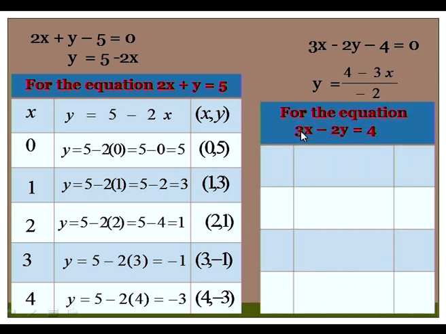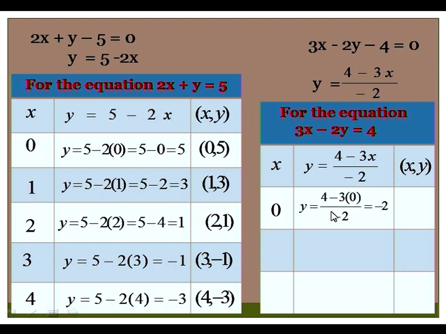So, what are the values for x, y here? If we take x, then its y value would be 4 minus 3x by minus 2 and our ordered pair would be x comma y. So, if I take x as 0, my y value would be 4 minus 3 times 0 by minus 2, which is minus 2. So, my ordered pair is 0 comma minus 2.